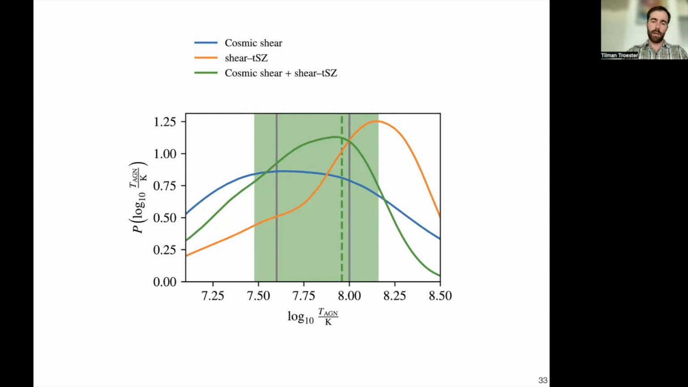And in green is the joint analysis of the two, and that leads us right back to where the BAHAMAS simulations think that feedback should be, and that's because the simulations have been calibrated on other observables like the galaxy stellar mass function or the gas fractions in groups and clusters. It's reassuring that we end up with similar results to what the BAHAMAS people found.